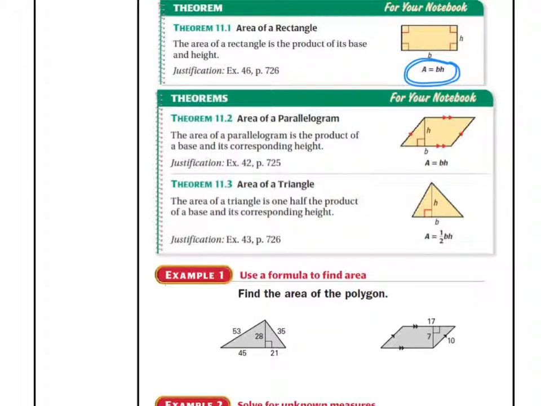The area of a parallelogram is also the base times the height. So the base times what would be perpendicular from the base up to one of the other, between the two bases, what would be perpendicular. Area for a triangle, 1/2 the base times the height. So those are the three we will use for today.